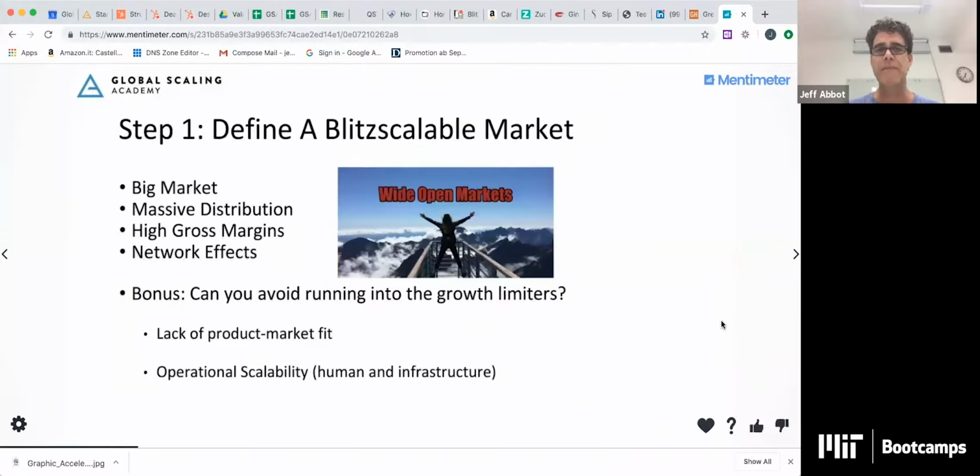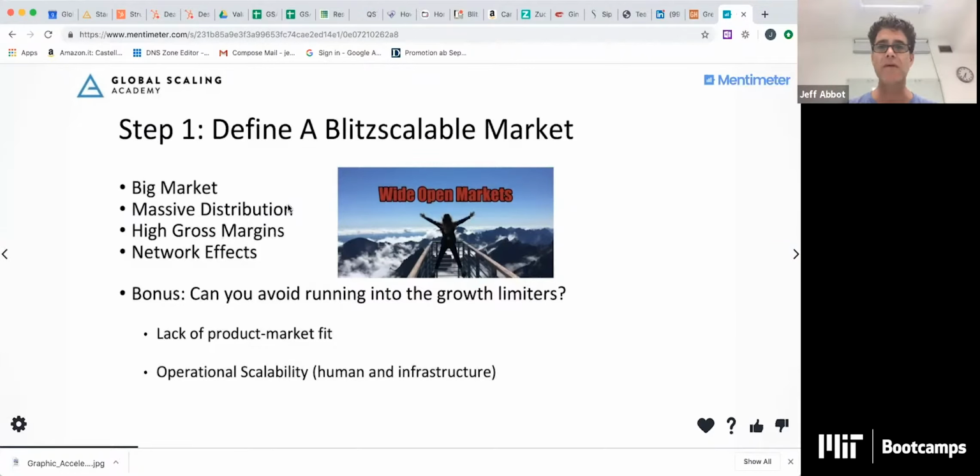So what was it that made a market blitzscalable? This is the way Chris and Reid have described it: a big market. How big? Preferably as big as possible, and also one that is wide open. One where you're not creating another operating system. That's been done before, or another search engine. Although DuckDuckGo is doing really well, most people wouldn't have thought of trying to compete with Google.